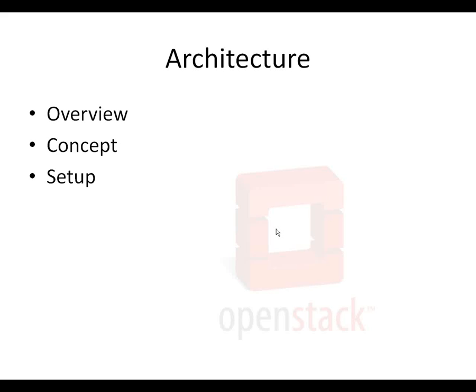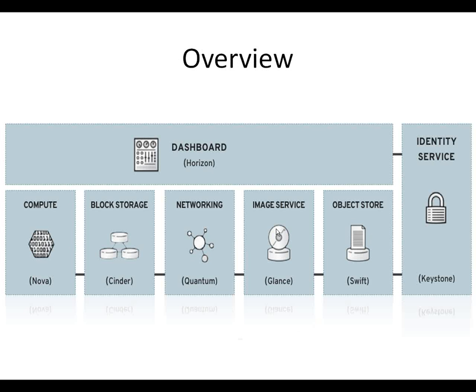Without a good architecture, OpenStack is... with a good architecture, you can use the entire service effectively. So we get into the overview. The top layer is a dashboard, and below that you have all the internal components: compute, block storage, networking, image, object, everything. And identity as a service: you need to have a username and password to get into this.